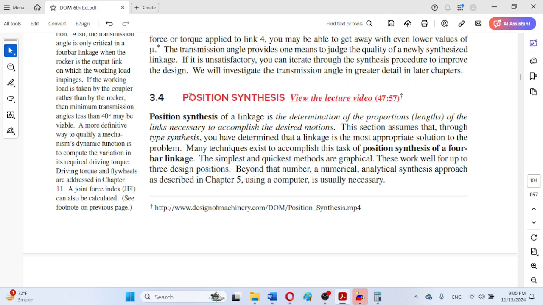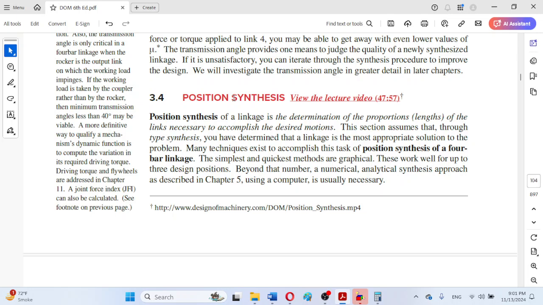So remember that position analysis means that once the sizes of the links have been specified, we give the input location, for example angular displacement for the crank, and given the input angular displacement, we obtain a snapshot, or we can picturize the position of all the links on a paper or on some drawing sheet. So that is called position analysis.